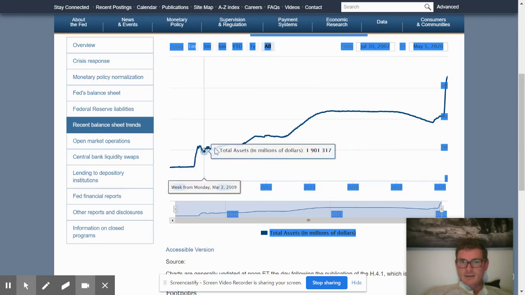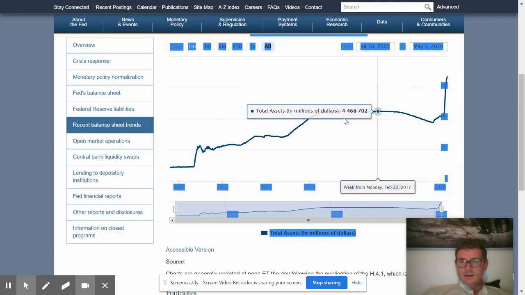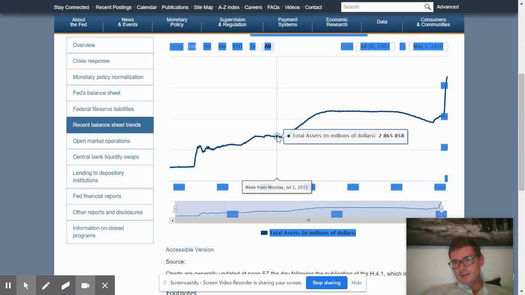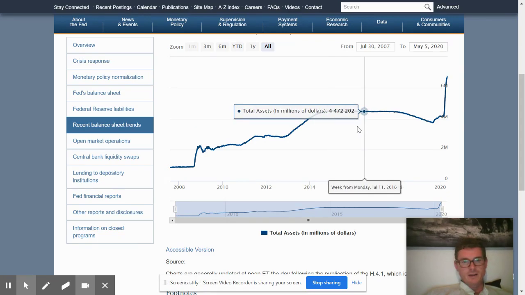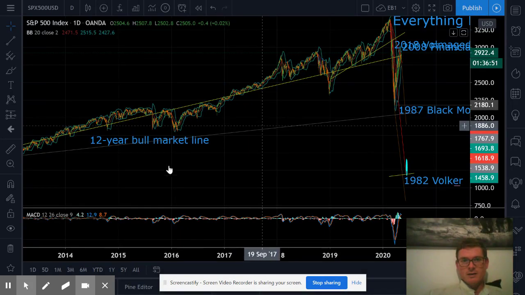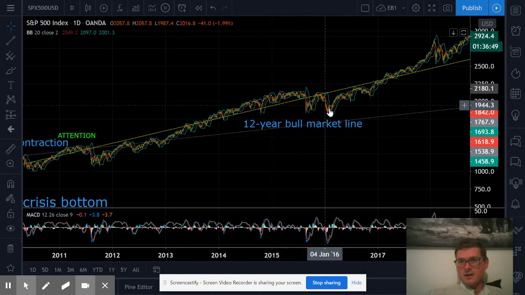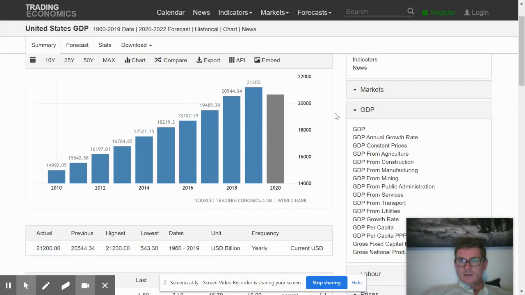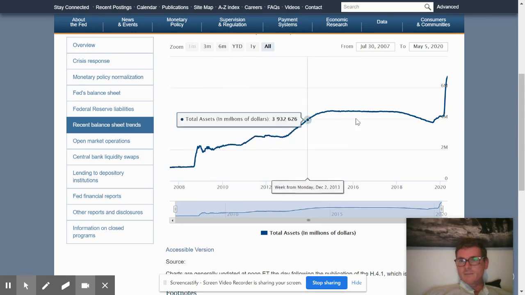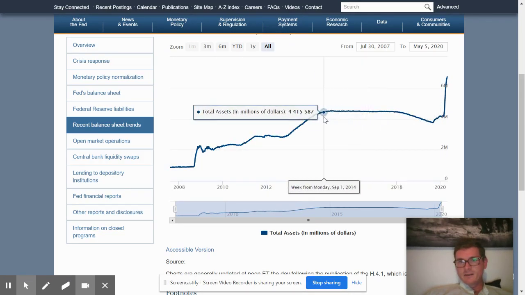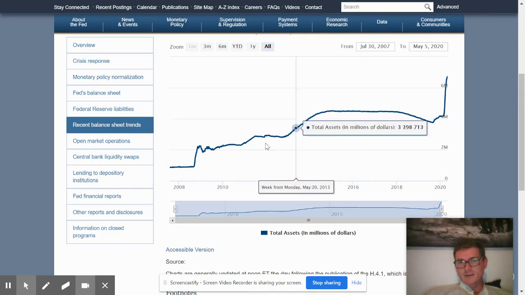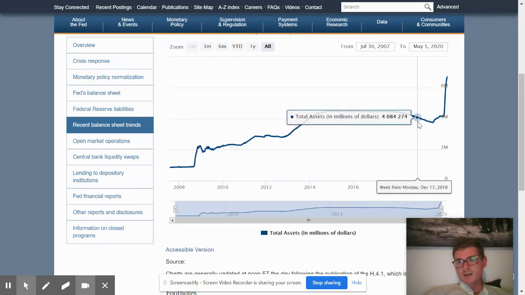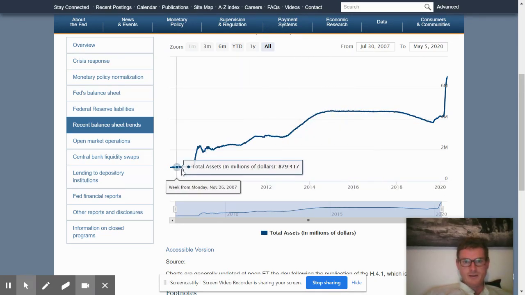I mean, you can see the contractions and the expansions in the monetary system reflected in their balance sheet, and you can see it on the stock chart where you get these contractions. And that's a really cool thing to look at, the angle of the Fed balance sheet increasing or decreasing, and then looking at the contractions that you get in the stock market chart.